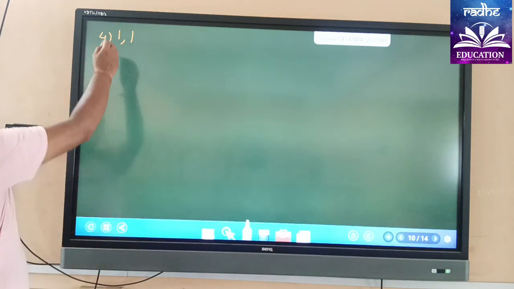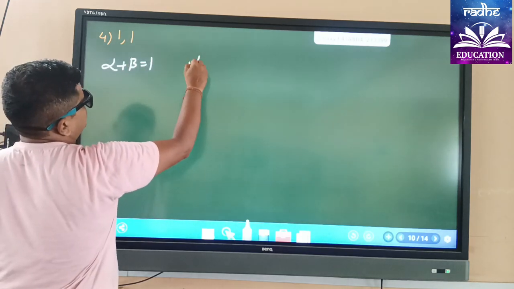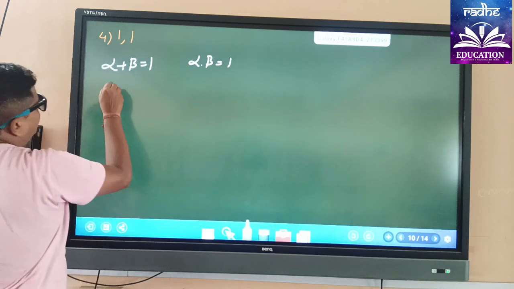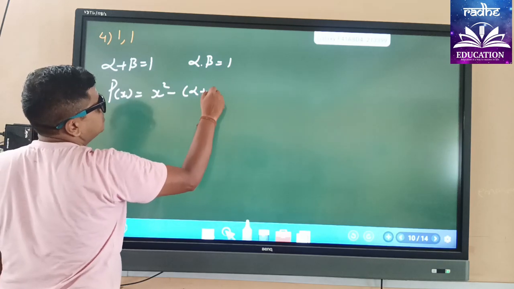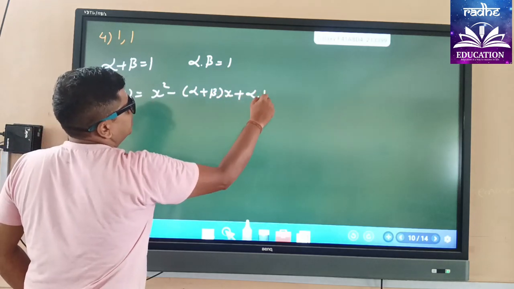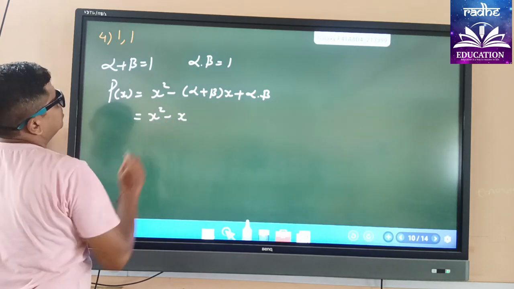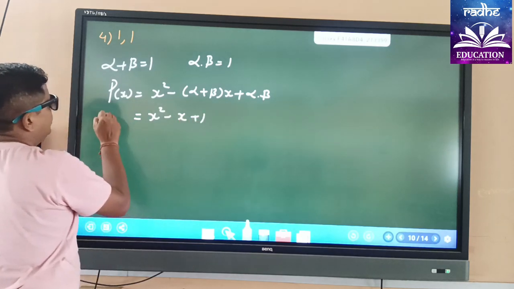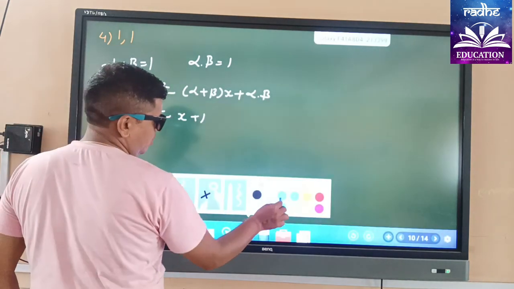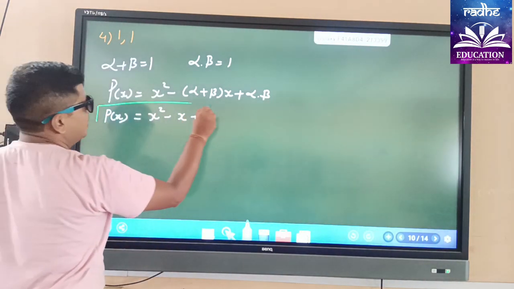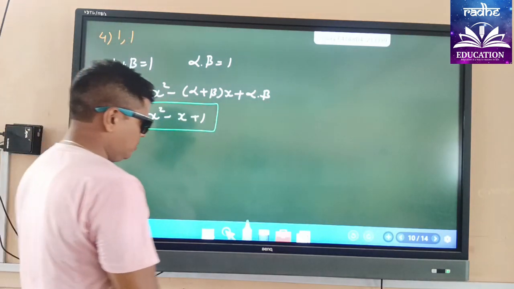Next, 1 is given. So 1 is given for alpha plus beta. Sum of the zeros is 1, and product of the zeros, that is alpha into beta, is also given 1. Standard form we have, that is p(x) equals to x square minus (alpha plus beta)x plus alpha into beta. So alpha plus beta is given 1, x, and alpha into beta is given 1. So we have this polynomial p(x) equals to x square minus x plus 1, make it bracket, so it looks good in the exam. Remember that in the exam, at least for the 2 mark question, you have to write 4 steps. Make it 4 steps, step by step you write, then it looks good.